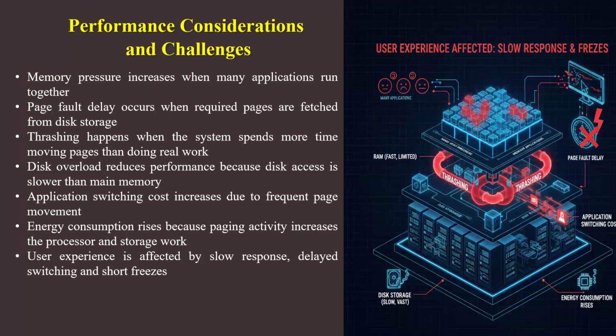Then it introduces thrashing. The system spends more time swapping pages than doing the real work. Like a student constantly switching books every 5 seconds, but never actually reading, which introduces disk overload. This becomes slower than RAM because of the continuous swapping, and it slows the entire system. It results in switching overhead too. Jumping between applications can cause frequent page loads or unloads.